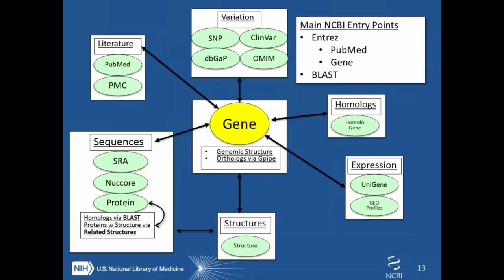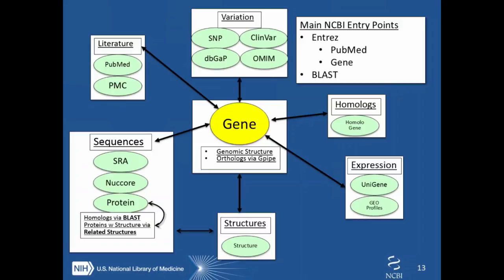So this is sort of a diagram of the Entrez system that is kind of complicated, but it shows you gene as sort of the central hub. And starting there makes things a lot easier if you're interested in particular genes and their products or things associated with genes. And so you can link out, as it shows here, to these other databases to find sequences, literature, variation, homologs in other species, expression information, and structures.